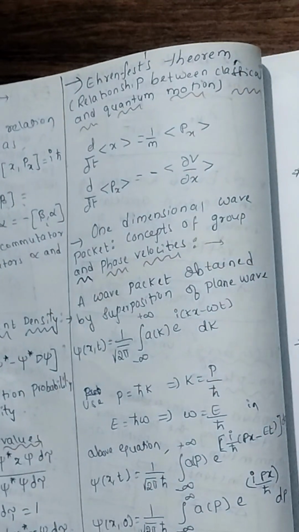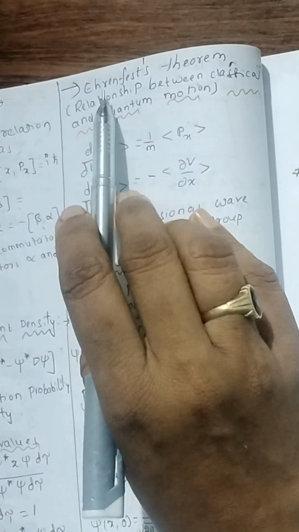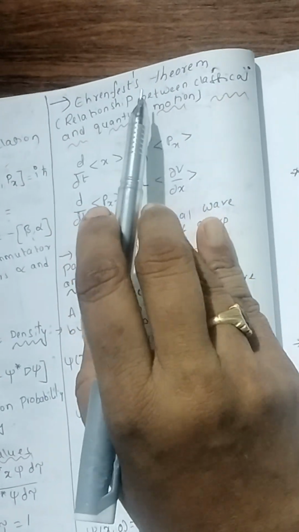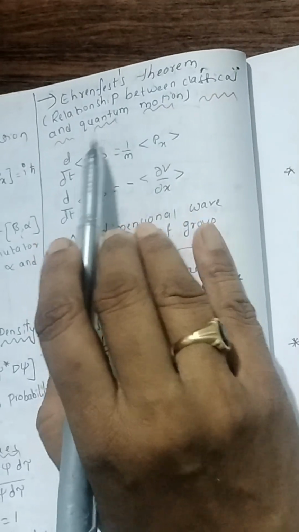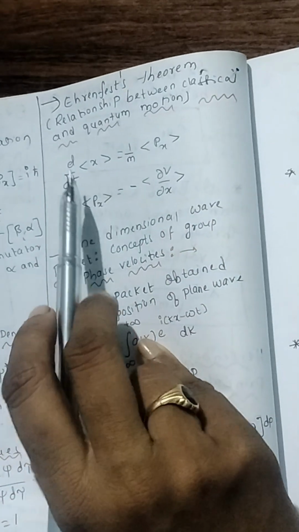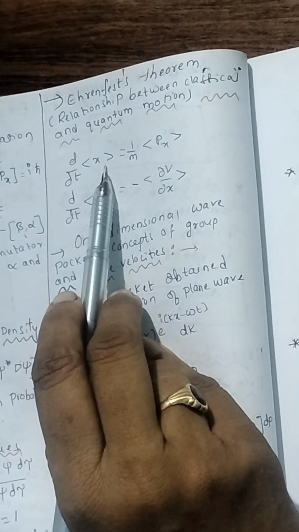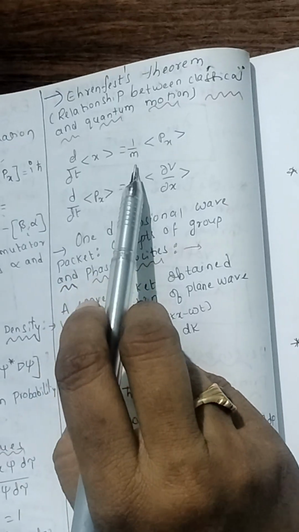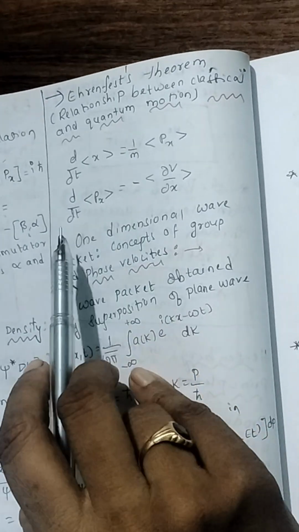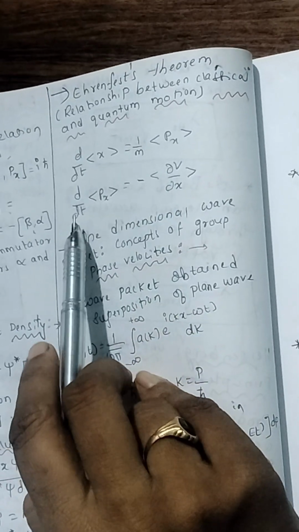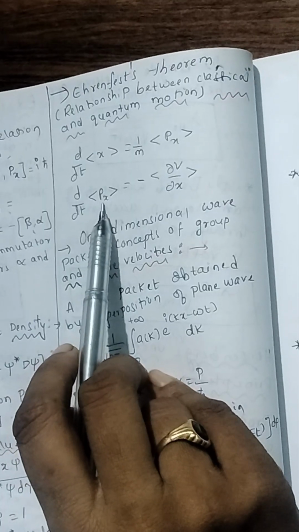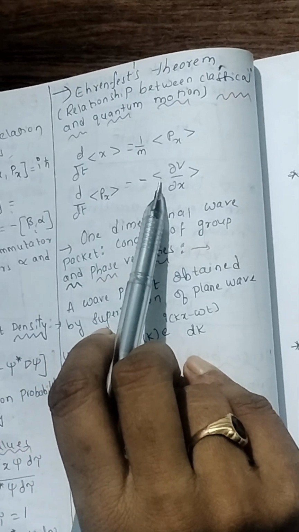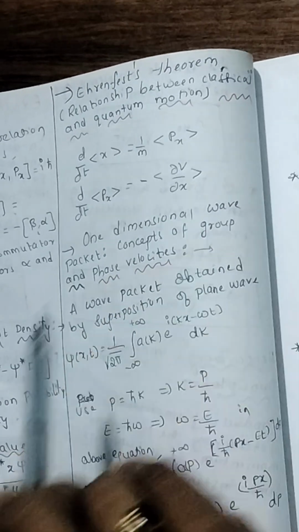Ehrenfest theorem. The Ehrenfest theorem gives the relationship between classical and quantum mechanics. So d by dt of the expectation value of x is equal to 1 by m times the expectation value of momentum px. Similarly, d by dt of the expectation value of momentum is equal to minus the expectation value of dou v by dou x.